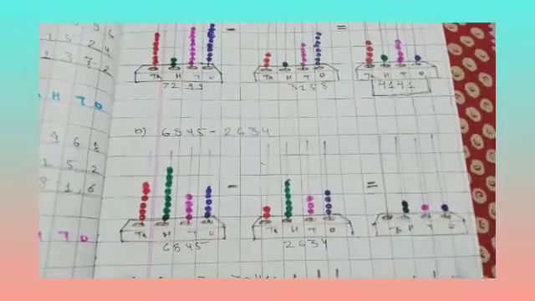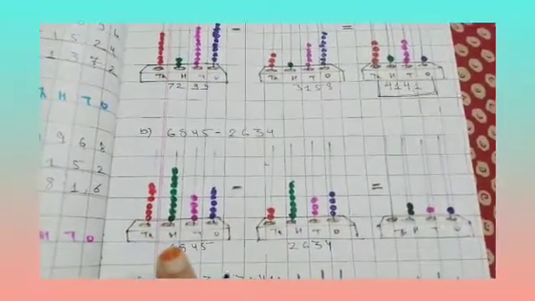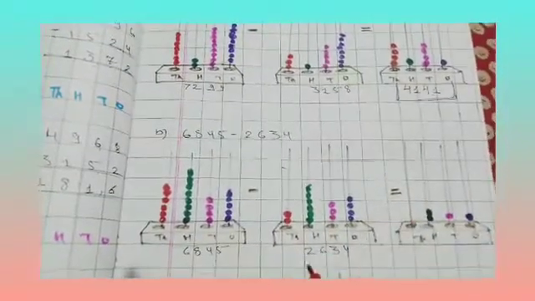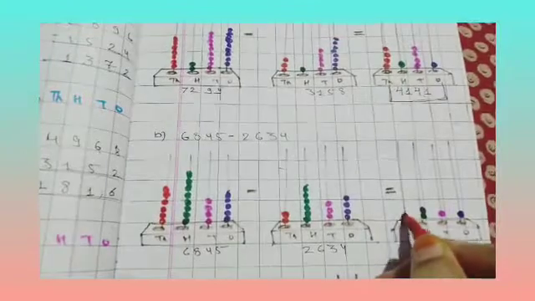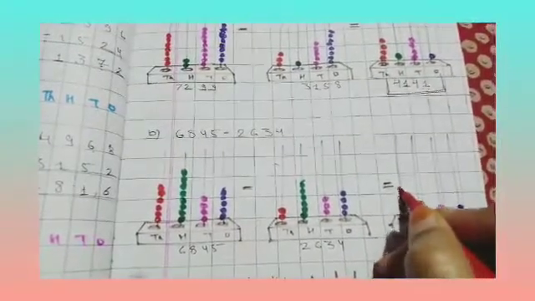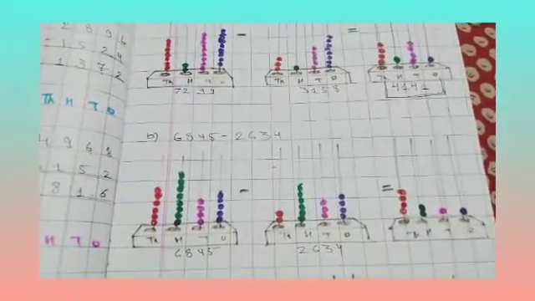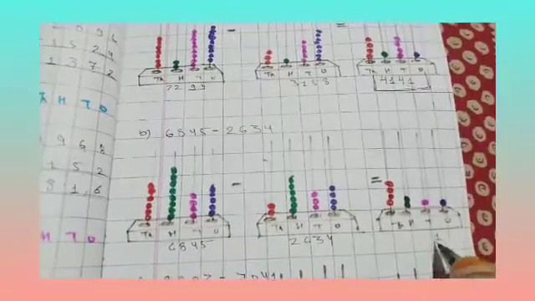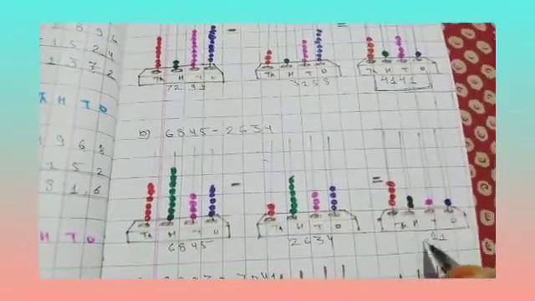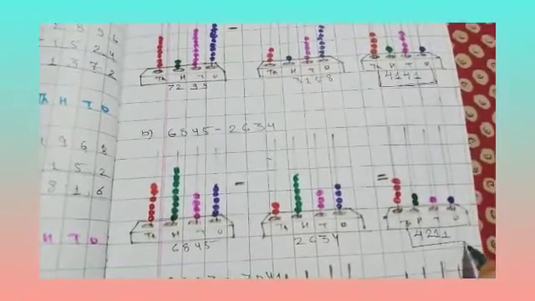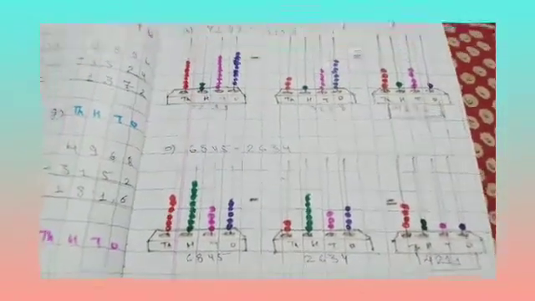1 and 2. Now at the thousand place 6 is there and 2 is there. So how many beads are less? 4. Okay, so 1, 2, 3, 4. Okay children, so answer is ones place 1, tens place 1, hundred place 2 and thousand place 4. So answer is 4211. Okay children, now part C.